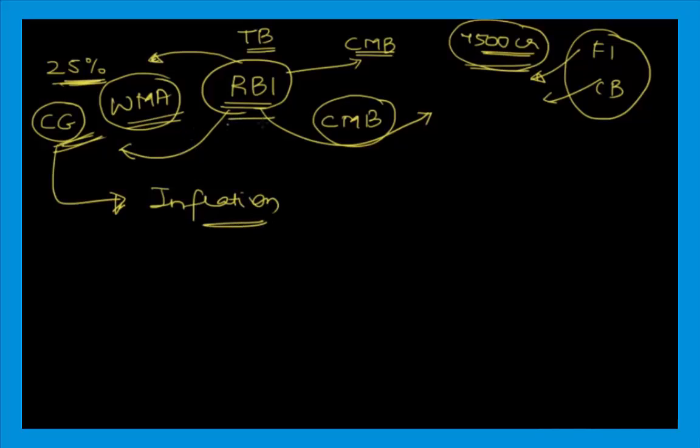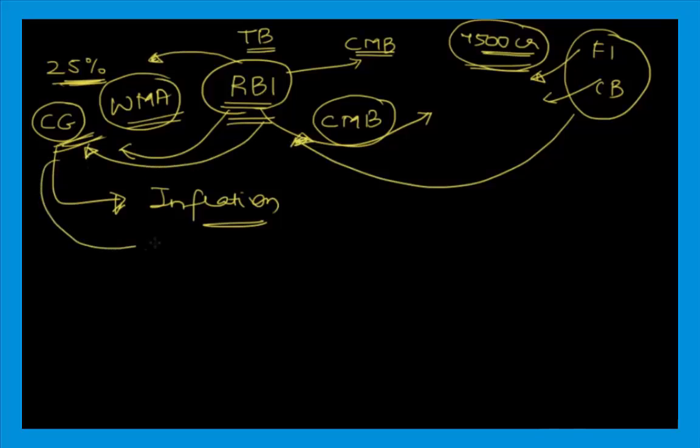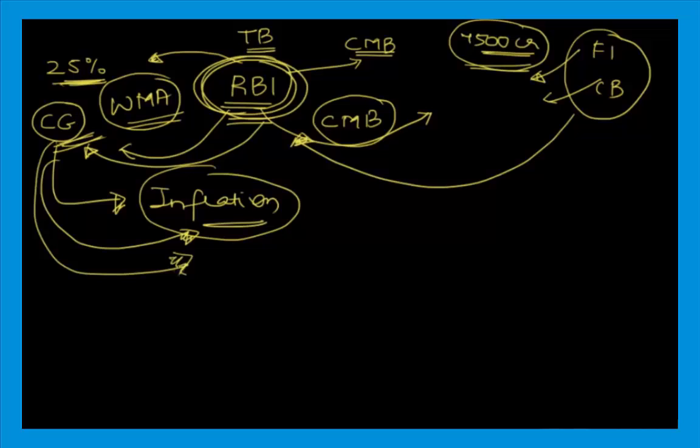So what RBI does is simple. RBI removes money from the market through the cash management bill, gives it to the central government, and the central government pumps it back into the market. This helps reduce inflation, rather than RBI printing more money and giving it to the central government, which is pumped into the market and increases the money supply in the market. Hence, the remaining 25% is funded by something called the cash management bill.